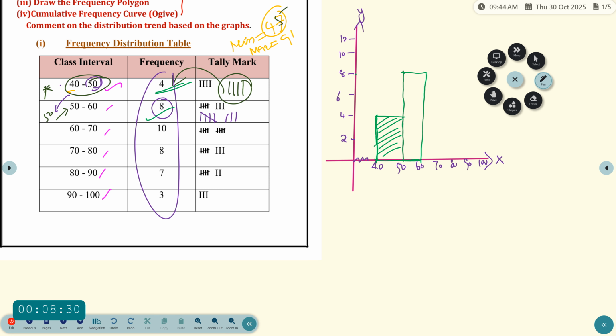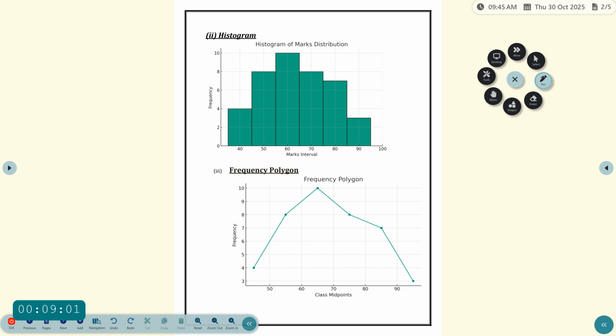This is our histogram. Now let us see how to draw this histogram very clearly. Let us draw the histogram like this. It is very clear for you. For this, choose the scale 0, 40, 50, 60, 70, 80, 90, 100. These are our class intervals taken on the x-axis.